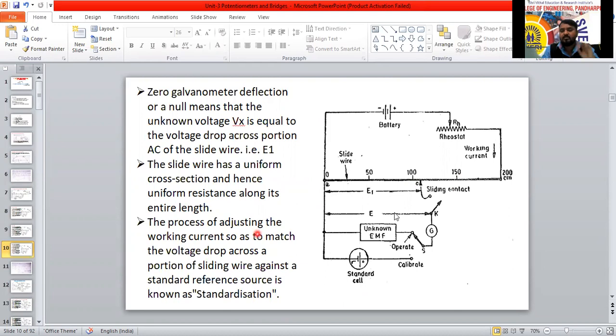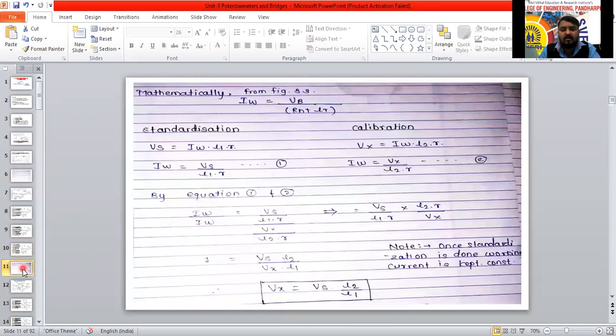The process of adjusting the working current so as to match the voltage drop across a portion of the sliding wire against a standard reference is known as standardization. We are going to call it standardization. So it is not over here now; some will prove that one.